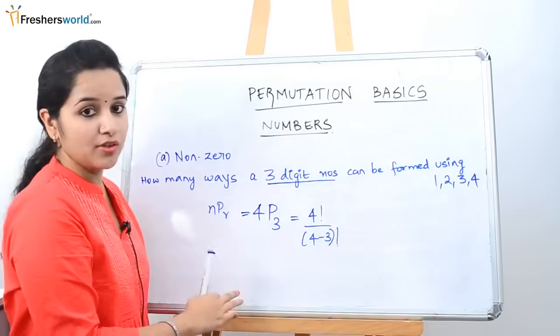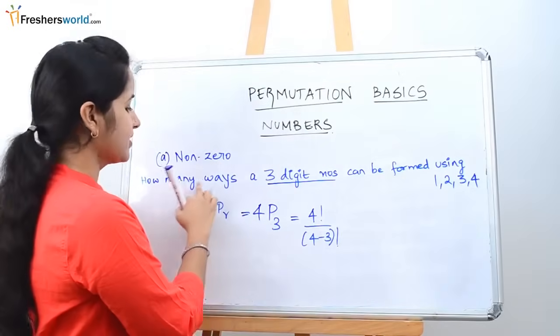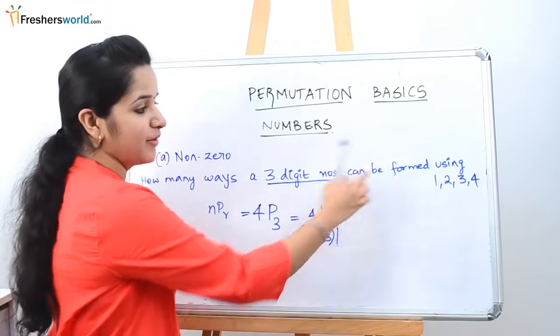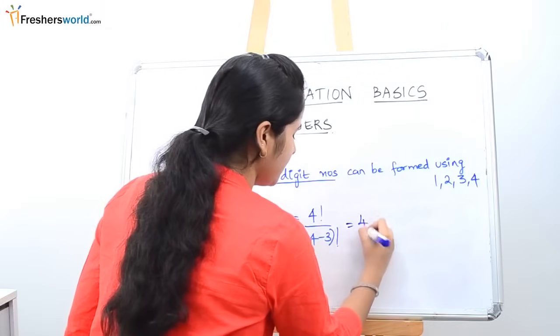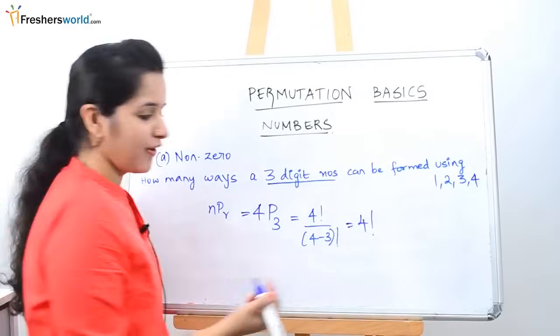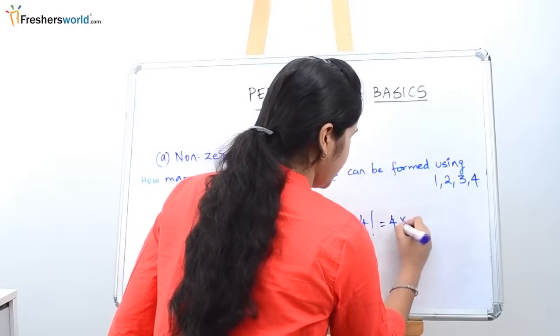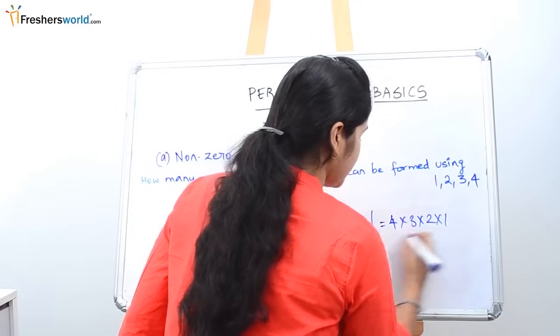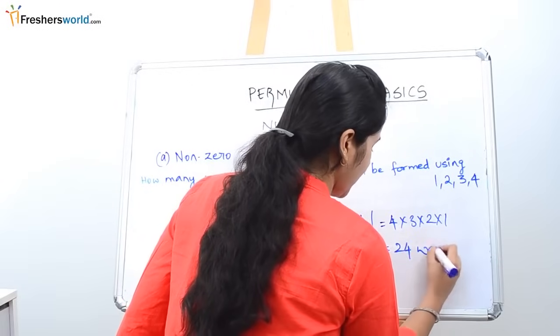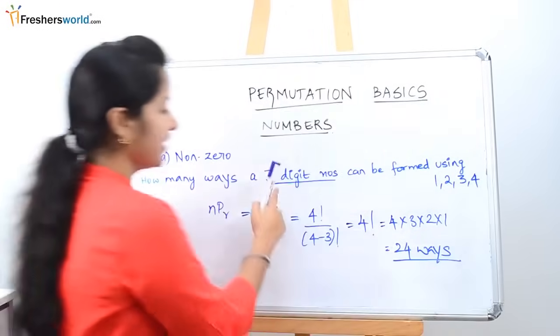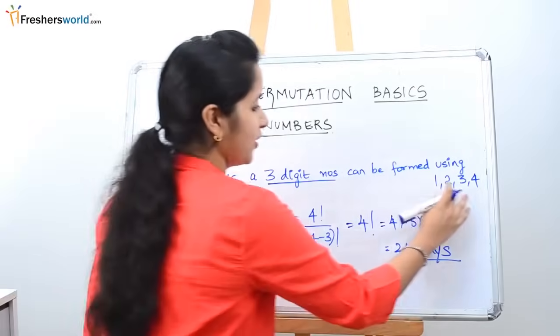Once you solve this, you will get the answer for the number of ways a 3-digit number can be formed using 1, 2, 3, 4, which is nothing but 4 factorial. We know 4 factorial is nothing but 4 into 3 into 2 into 1, which is nothing but 24. So 24 ways a 3-digit number can be formed using 1, 2, 3, 4.